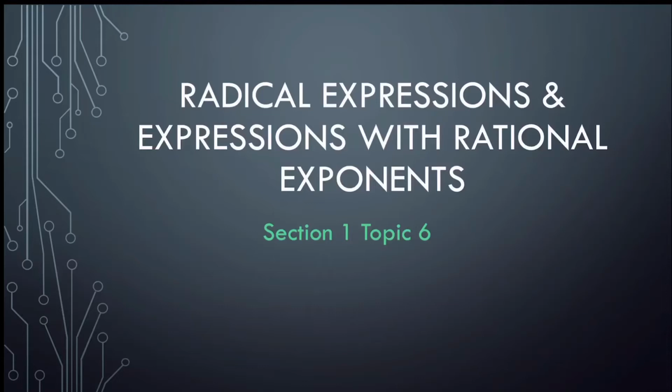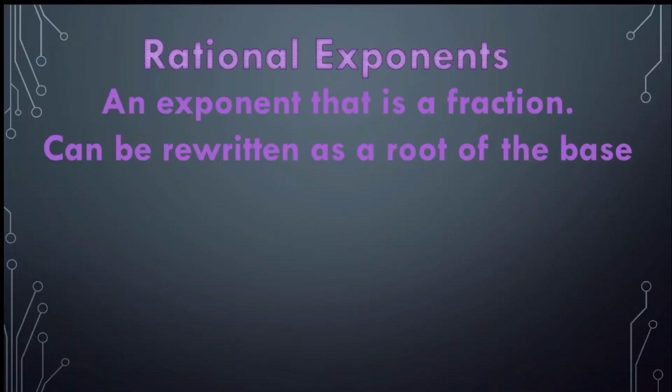Us to topic 6, radical expressions and expressions with rational exponents. So a rational number is anything that can be made into a fraction. So what we're dealing with here is exponents that are fractions. An exponent that's a fraction is really a radical expression. So let's go look at this. An exponent that has a fraction can be written as a root of the base.